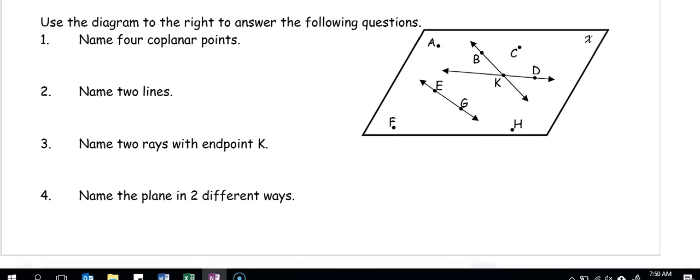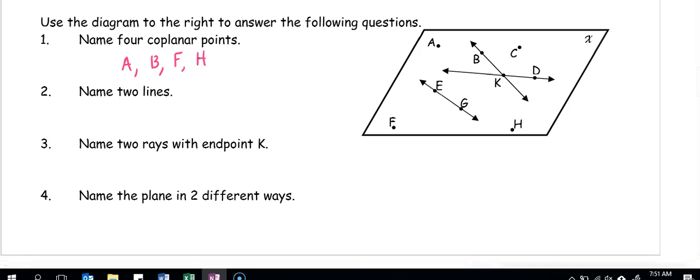Number one, name 4 coplanar points. Remember, this is a plane, so 4 coplanar points. Remember that one of them needs to not be in a line with the other ones, so we could say A, B, F, and H. There's multiple combinations that can happen. This is just one of them.